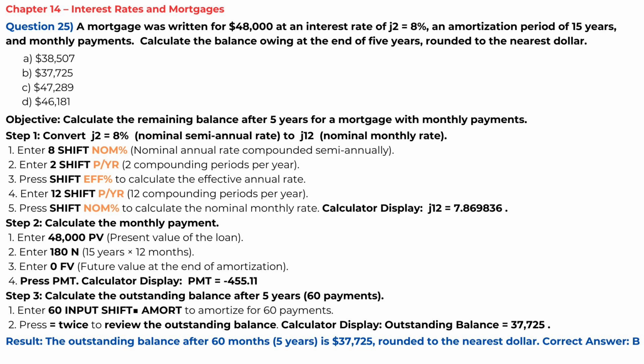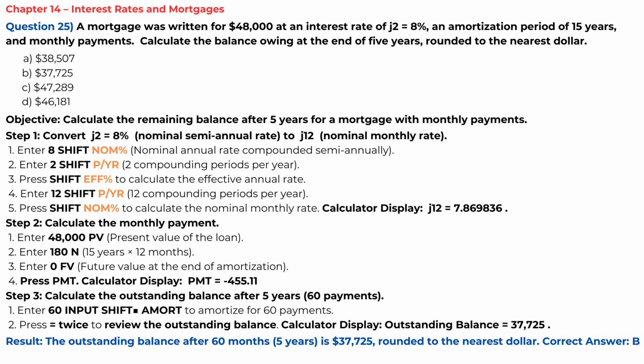Step 2. Calculate the monthly payment. 48,000 PV, present value of the loan. 180 N, 15 years times 12 months. 0 FV, future value at the end of amortization. Press PMT. Calculator displays PMT equals minus 455.113415. Enter 455.11 plus and minus sign and press PMT to round off the payment.